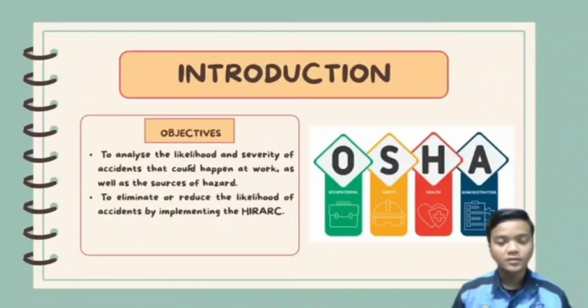Next, introduction. First of all, let me go through the objectives of OSHA. The first one is to analyze the likelihood and severity of accidents that could happen at work, as well as the source of hazards. The second one is to eliminate or reduce the likelihood of accidents by implementing the HIRAC.